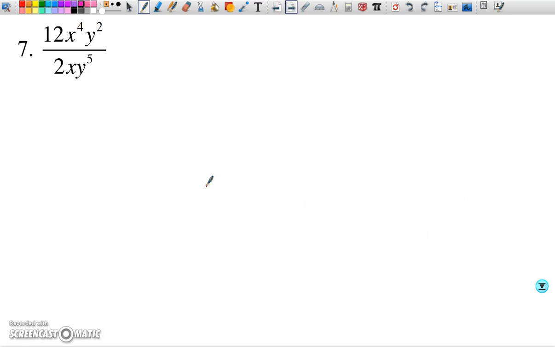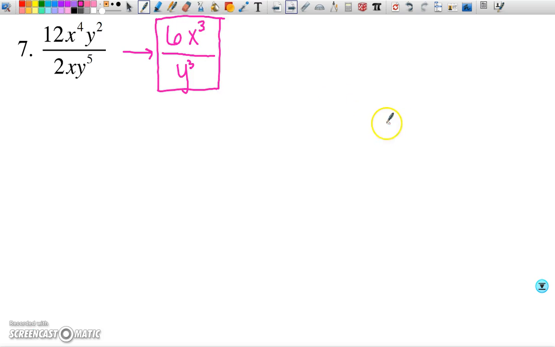All right, moving right along, number 7. So same idea, we're just dividing. So 12 divided by 2 is 6, and remember you always put it where your higher of your two numbers is. X to the 4th over x is x cubed, and it goes up top because that's where the higher exponent is. And then y squared over y to the 5th. 5 minus 2 is 3, but since y to the 5th is the bigger exponent in the bottom, y cubed goes in the bottom. And that would be your final answer for number 7.